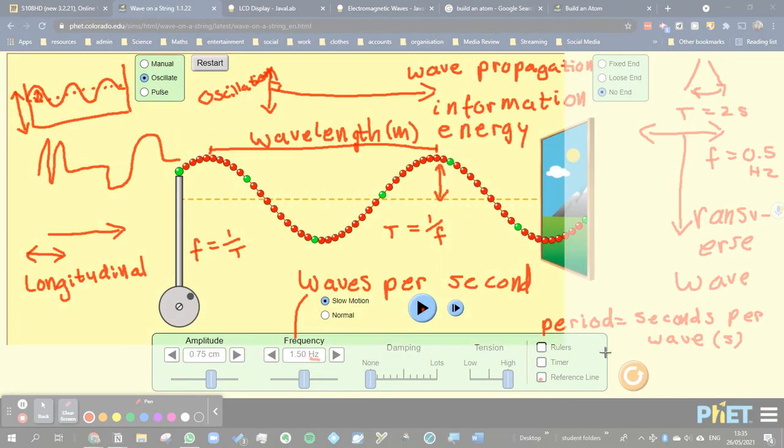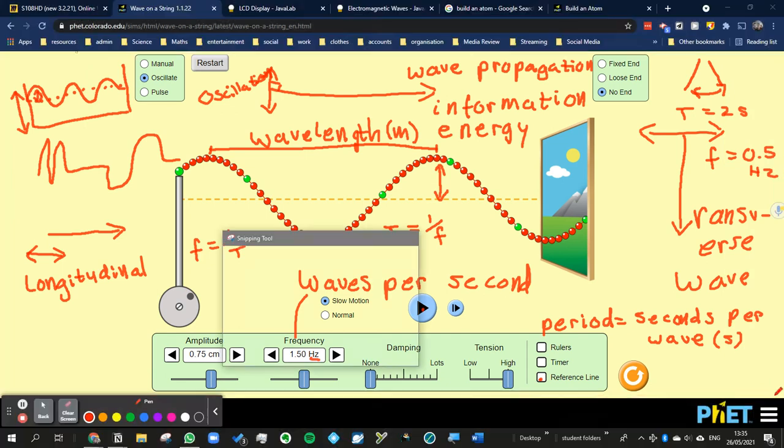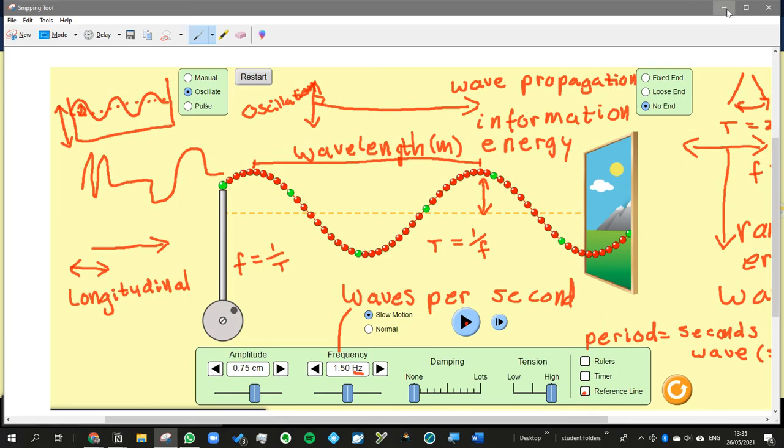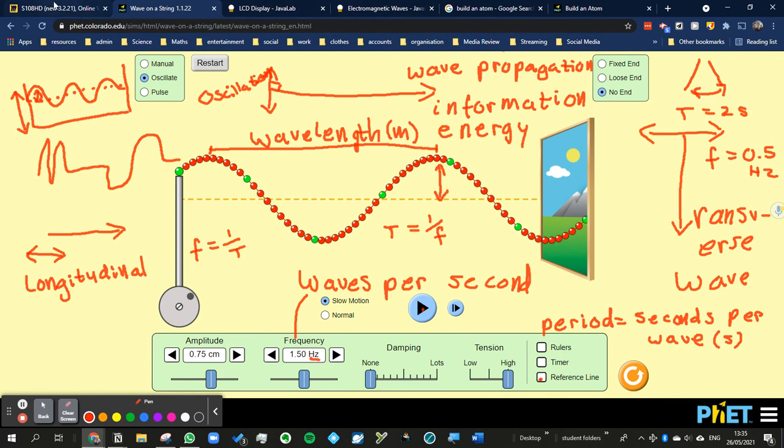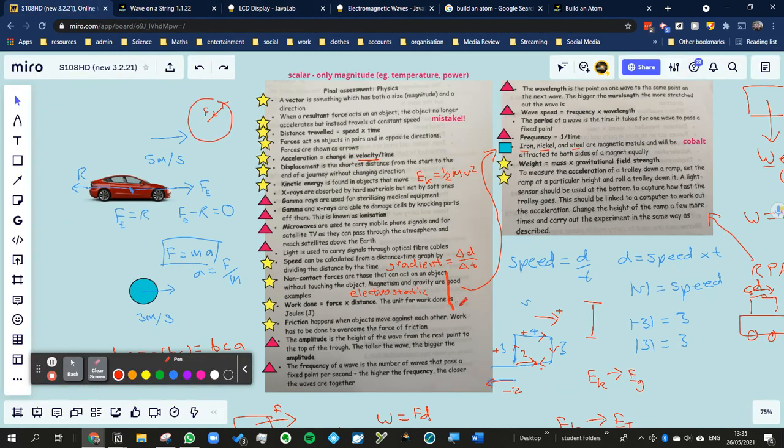If you don't know about this tool, I would recommend familiarizing yourself with it. It's called the snipping tool. It's free with most Windows. Well, I think maybe all Windows has it actually.